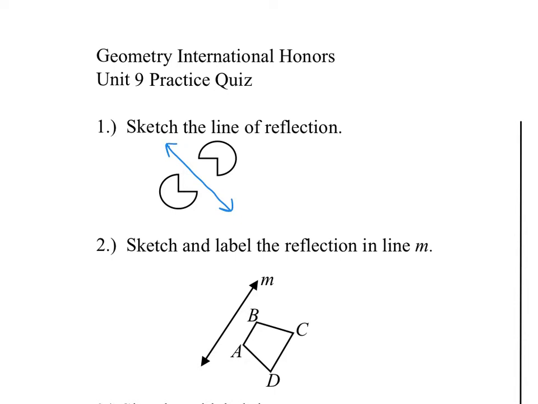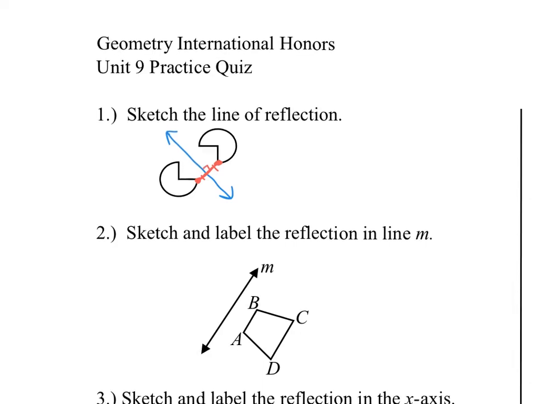So choose a pre-image point and an image point, and then if I were to draw a segment that connects those 2 points, then my line of reflection should be the perpendicular bisector of a segment that connects any pre-image point to an image point. So that's all there is to number 1. So let's take a look at number 2.